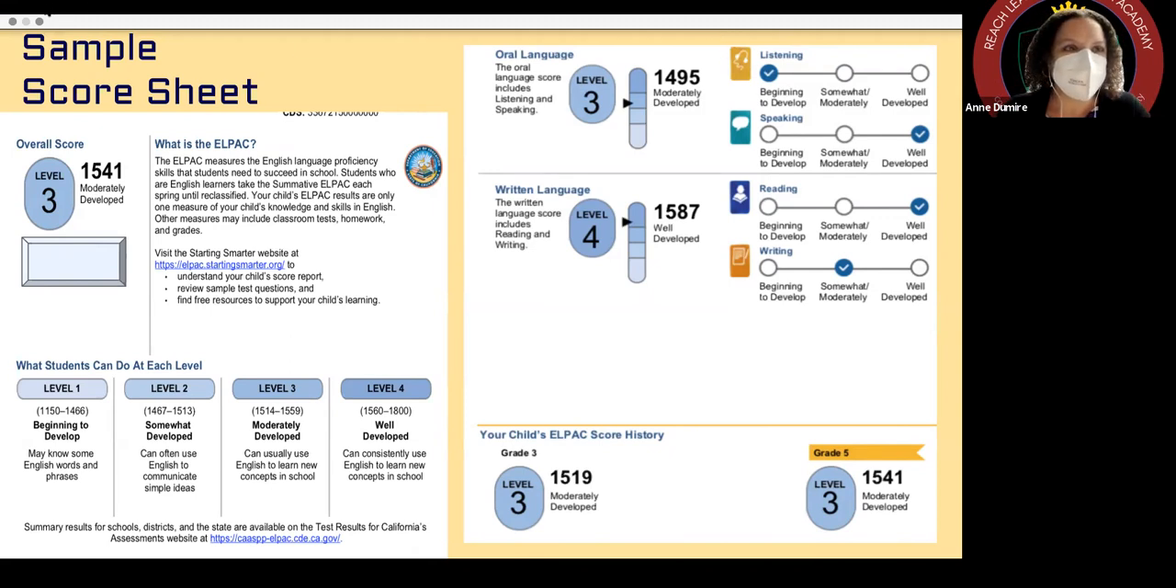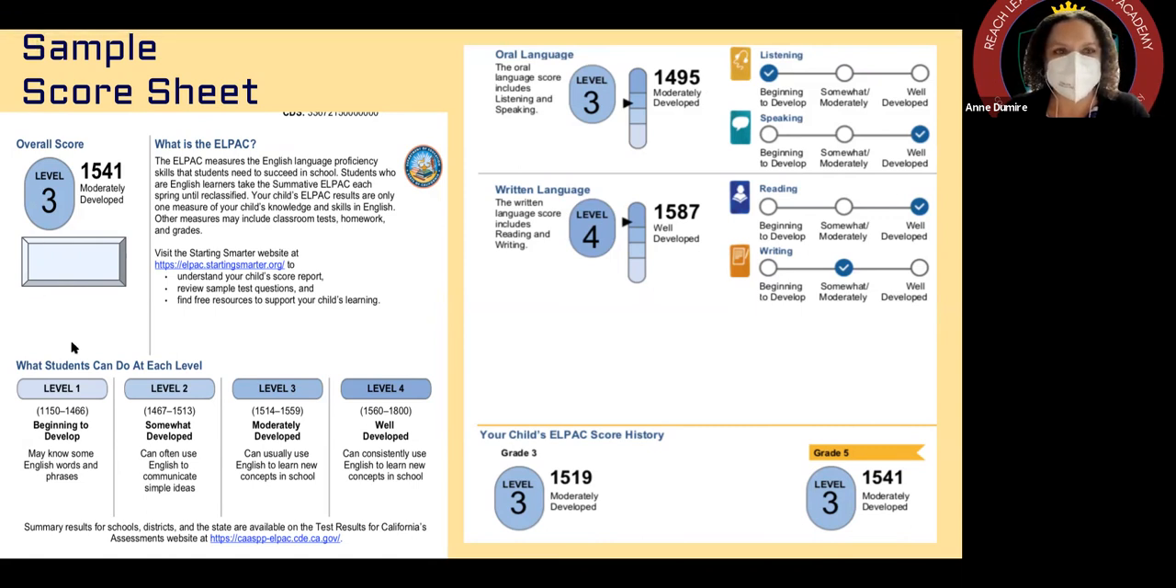And then on the second page, it has your overall and then what the levels are. On the second page, it'll indicate the oral language and the written language scores, where they have the oral language as listening and speaking, and then the written language is the reading and writing. Does that make sense? And then at the bottom of the second page, it will have a list of their LPAC score history so that you're aware of how they scored in years past and then how they're scoring now. So you can see the growth and see how they're performing over time.